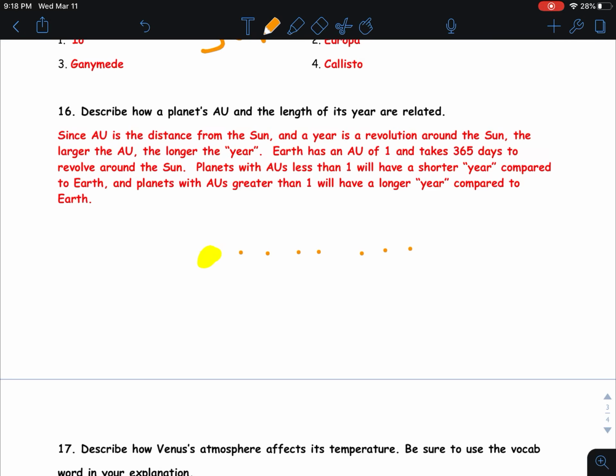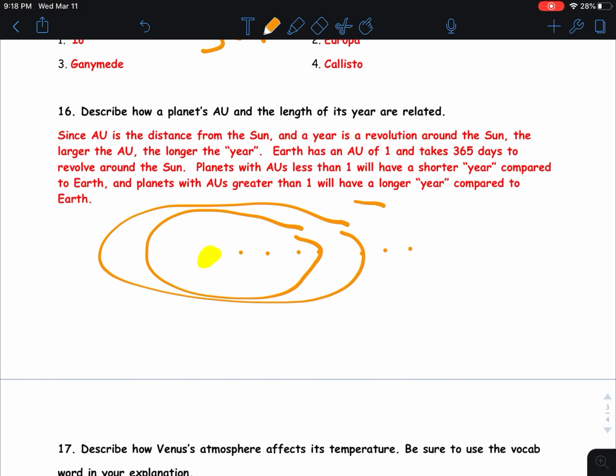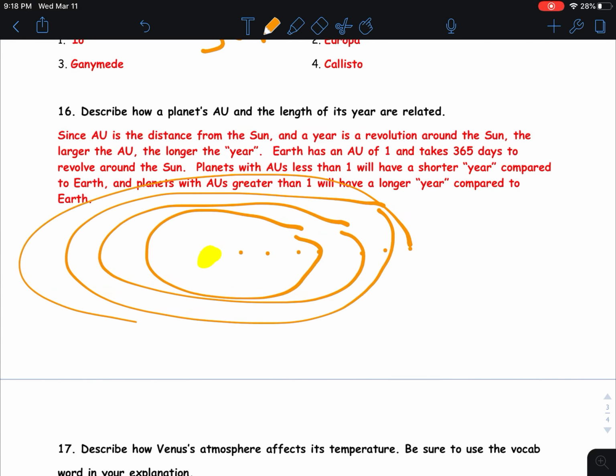Of course, and if it's going around in an orbit here, it's not working so great. The farther you are away from the sun, the longer the orbit, therefore, the longer the year.